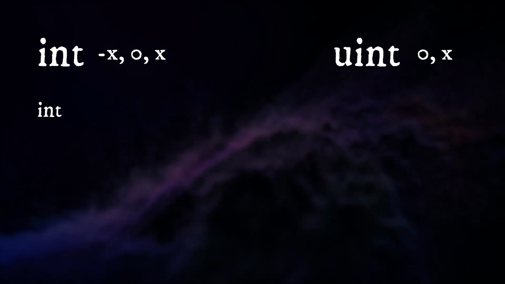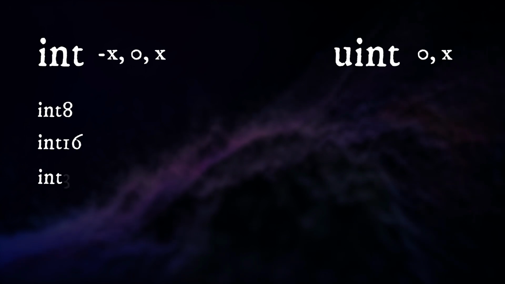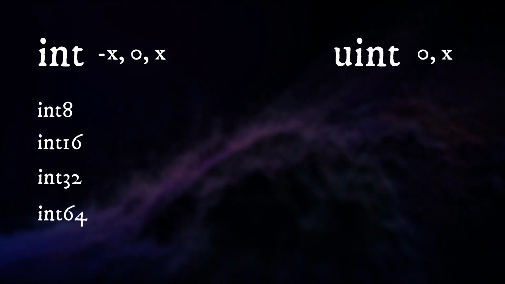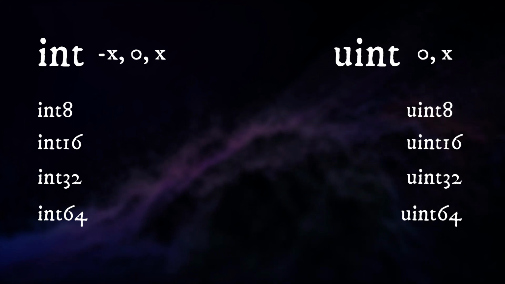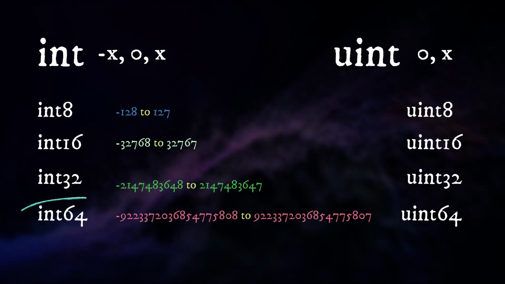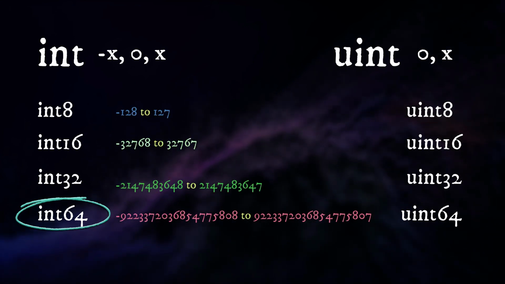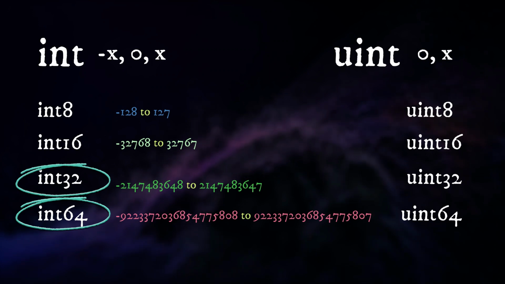We also have an unsigned integer, uint. Unlike the int type, uint can only hold positive numbers. In addition to int type, we also have int8, int16, int32, and int64, same as for uint. It specifies how much memory will be used to store the data. For example, int64 can store much larger numbers than int32, but it will use 2 times more memory.